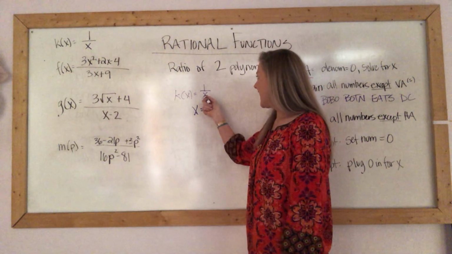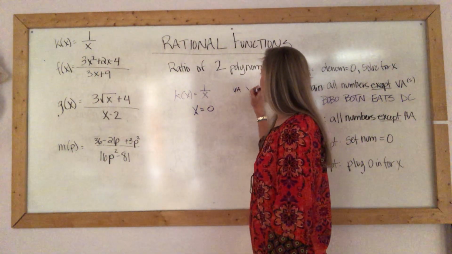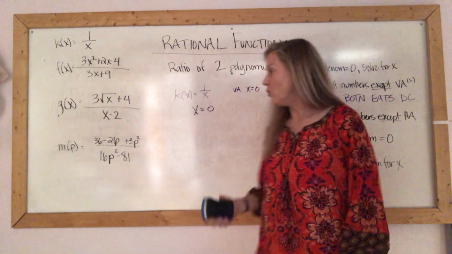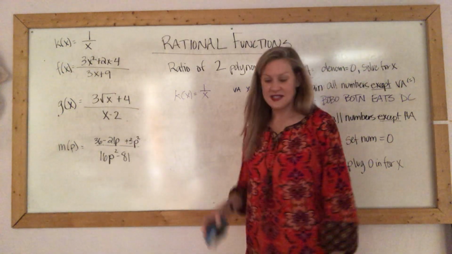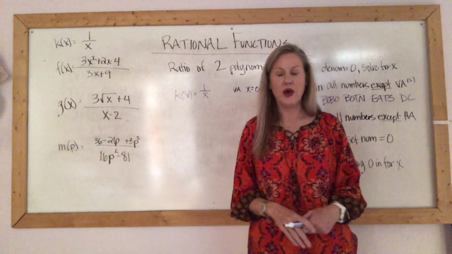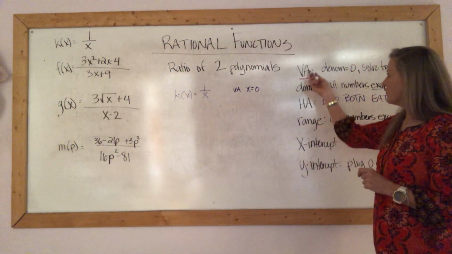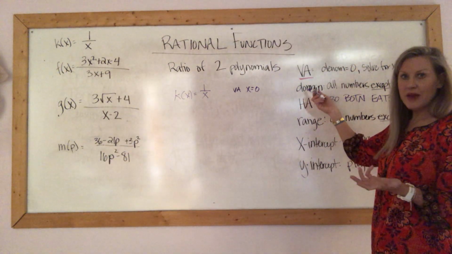So this guy has a vertical asymptote at x equals 0, which happens to be the y-axis, which means this guy will not touch or cross the y-axis. It's like a big force field. Once I have found the vertical asymptote or asymptotes, I've got my domain.